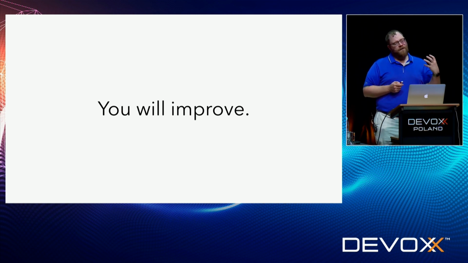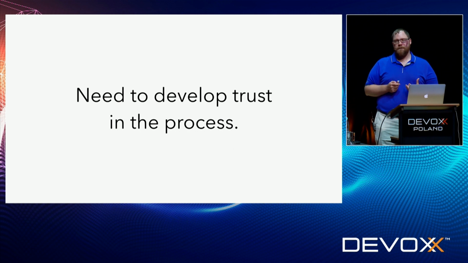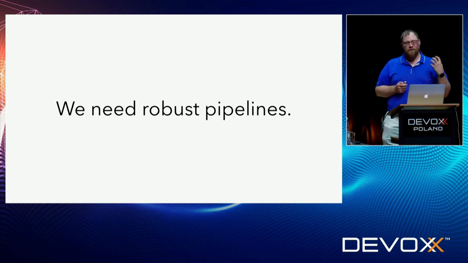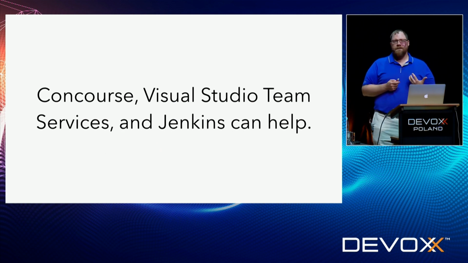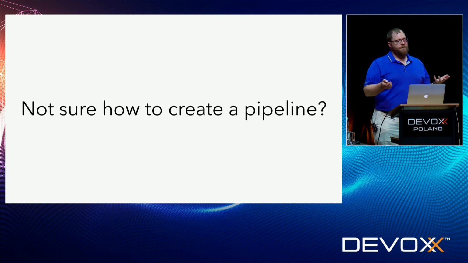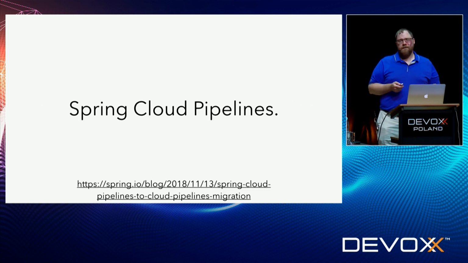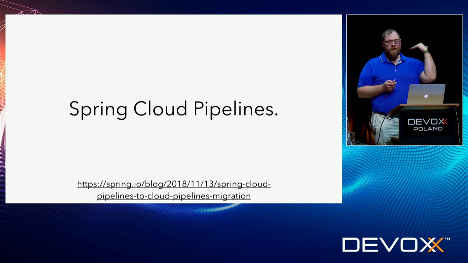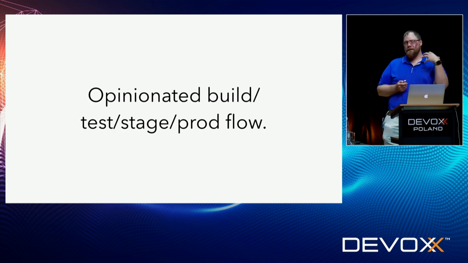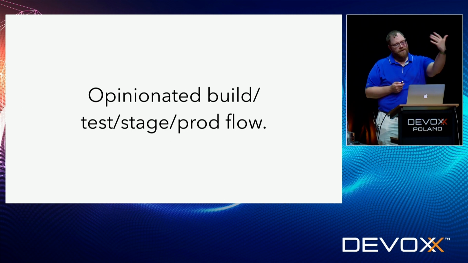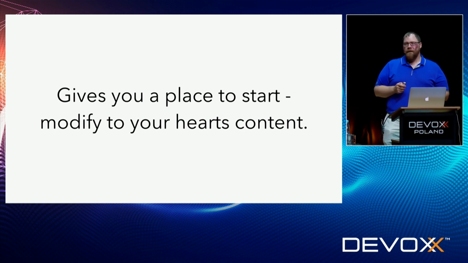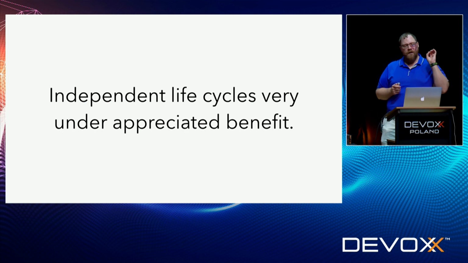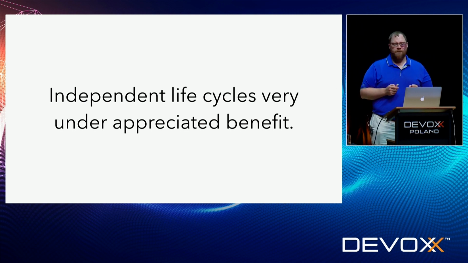It is the only way that we establish trust and faith in the process. So we have to have robust pipelines. We have to take advantage of all these tools that we have at our disposal. Now, it's not trivial to create a pipeline. If you're not sure what to do, start with Spring Cloud pipelines. This gives you a starting point that you can then customize to your heart's content. And it's an opinionated approach to this build, test, stage, prod workflow. It's not going to try to own your build, but it gives you a sense of here's a good place to start, now customize. I'm very much of the opinion this is one of the most underappreciated benefits of microservices.